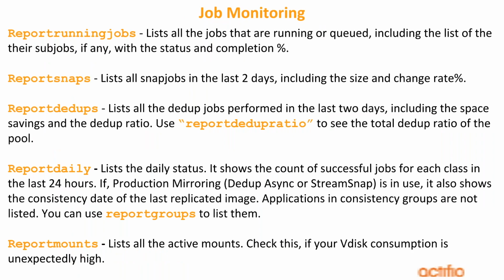Now for job monitoring, as I mentioned, report running jobs gives everything, including queued jobs, right down to the subjobs and their completion percentage. Report snaps, just like it sounds, report dedupes. I bring this one up again because there's one that I like, and that's report dedupe ratio. That will tell you what your total dedupe ratio is for that dedupe pool. It's going to give you the post-compressed data, which we just talked about, which is total size on disk. That should match up with the consumption level you see in the output of report pools for your dedupe pool. But more importantly, it has your logical data.